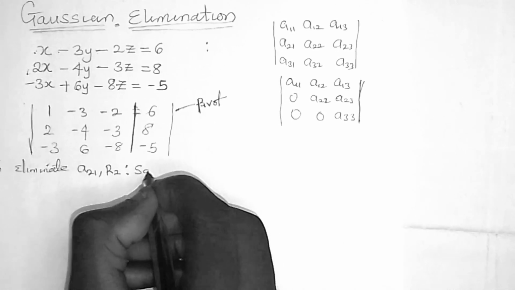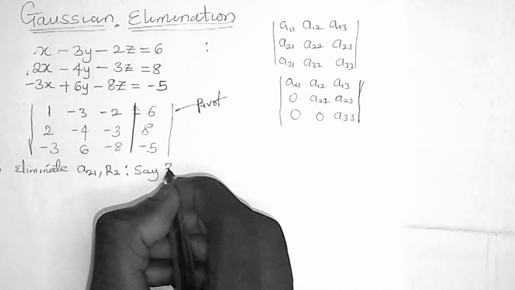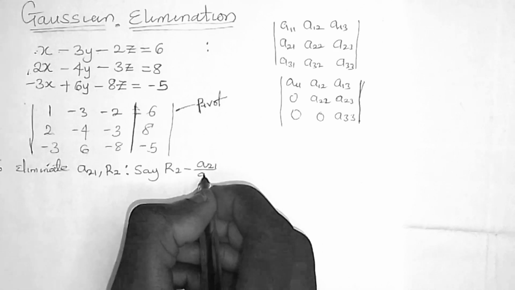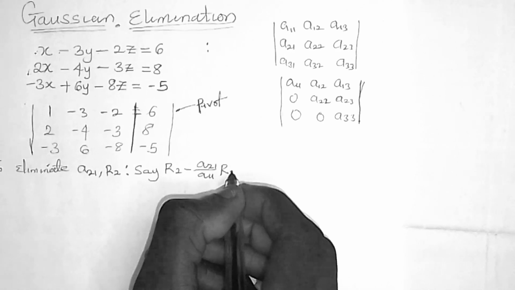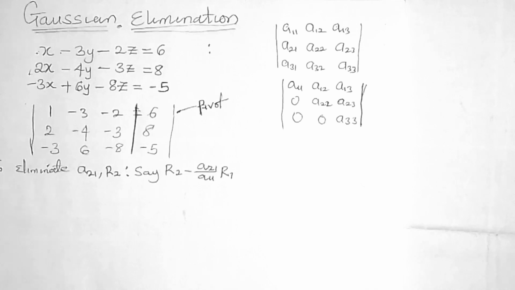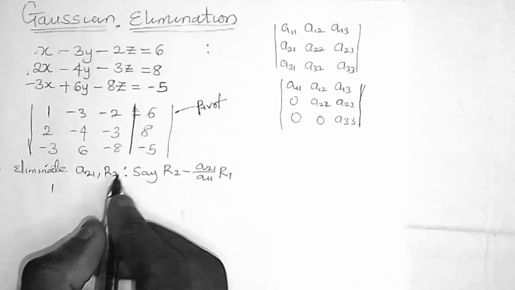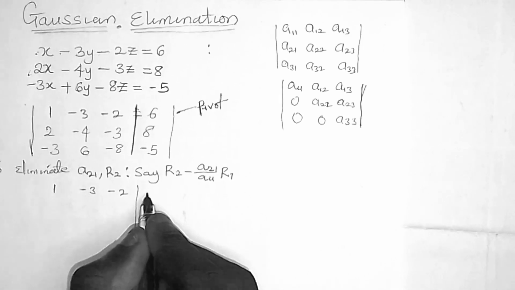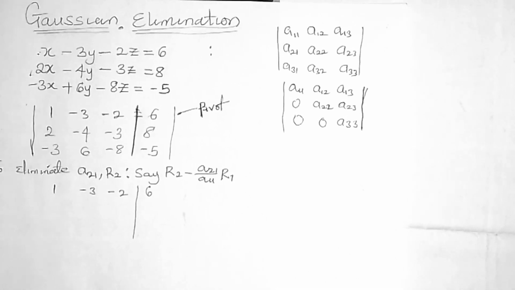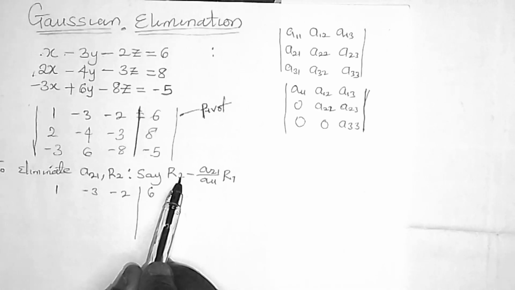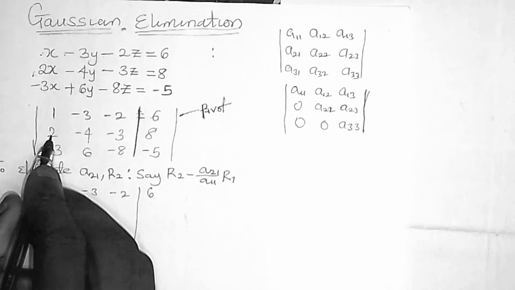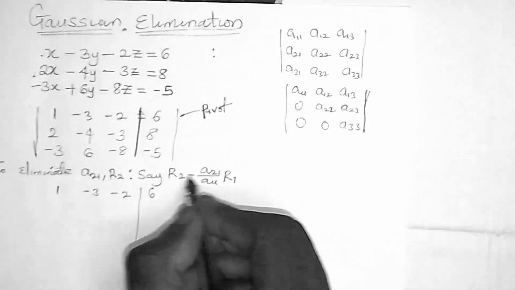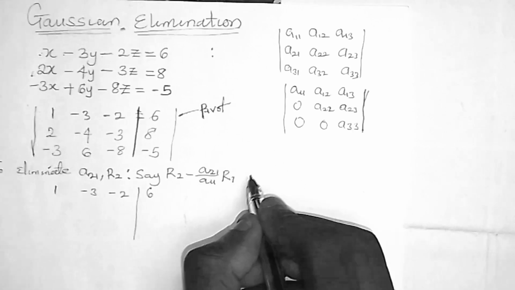So what do you do? You say row 2 minus A21 over A11 multiplied by row 1. Now I will show you what that means. So I have 1, minus 3, minus 2, 6. Are you seeing that now? So what does that mean? What is your row 2? Your row 2 here is 2. So you are going to be using this row 2 for each of them.